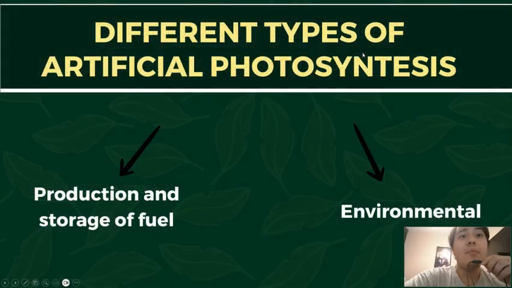Now I am going to talk about the different types of artificial photosynthesis. We divided this process into two. The first one is the production and storage of fuel, and the second one is for environmental use. So let's get started.